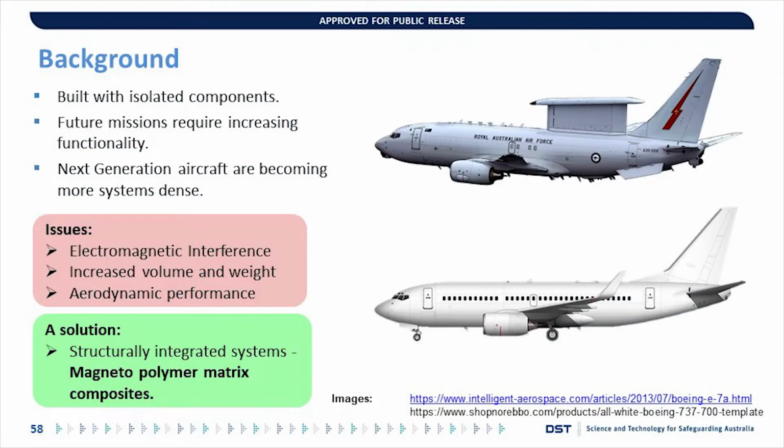In the past, aircraft were built using isolated components, and as you can see on the right here, we have a comparison of a Boeing 787 as a passenger liner and a defense-based platform. You can see extra sensors that have been put on the aircraft that degrade the aerodynamic performance and also increase the volume and weight of the structure.